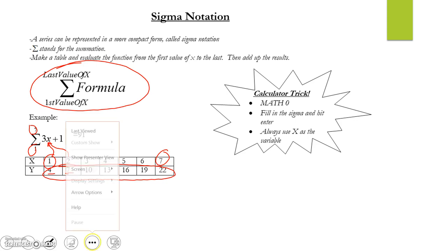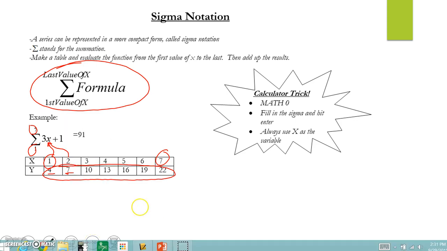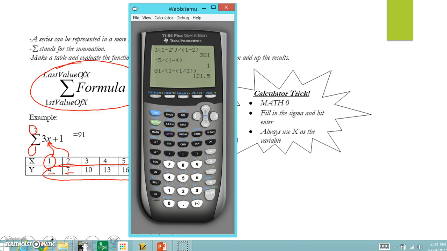And so there is a quick calculator trick. All you do is hit Math 0. It brings that up, and you're just going to fill it in. You need to always use x as the variable, even if it has another one. It doesn't say x down bottom on mine, but I have to put x equals 1. Up top, I put the 7. I go down and I put in 3x plus 1. And then I just hit enter, and there's where the 91 comes from.